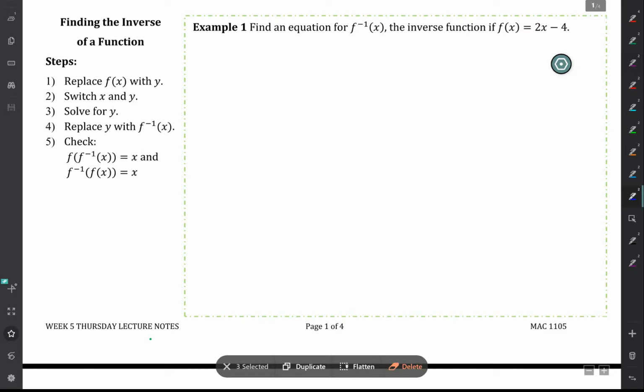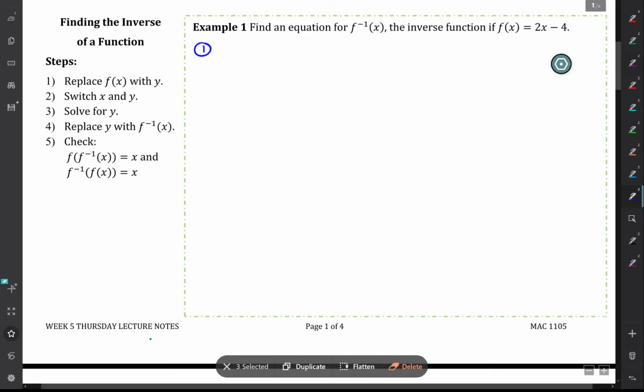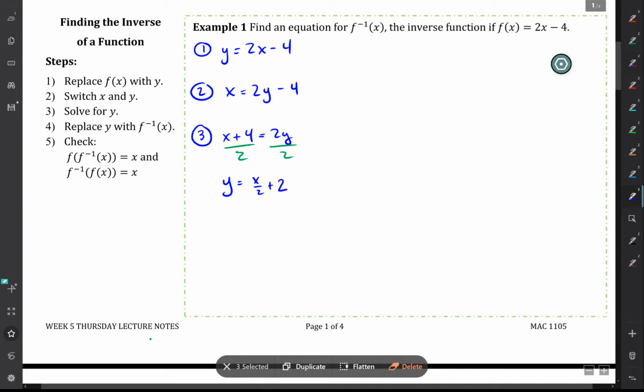Okay, so step 1 says replace f of x with y. So we're going to write y equals 2x minus 4. And then in step 2, you're supposed to switch x and y. So we should have x equals 2y minus 4. And now we're going to solve for y to find the inverse. So when solving for y, we'll add 4 to both sides. So you get x plus 4 equals 2y. And then you should divide both sides by 2. And you're left with y is equal to x over 2 plus 2, or 1/2 x plus 2.